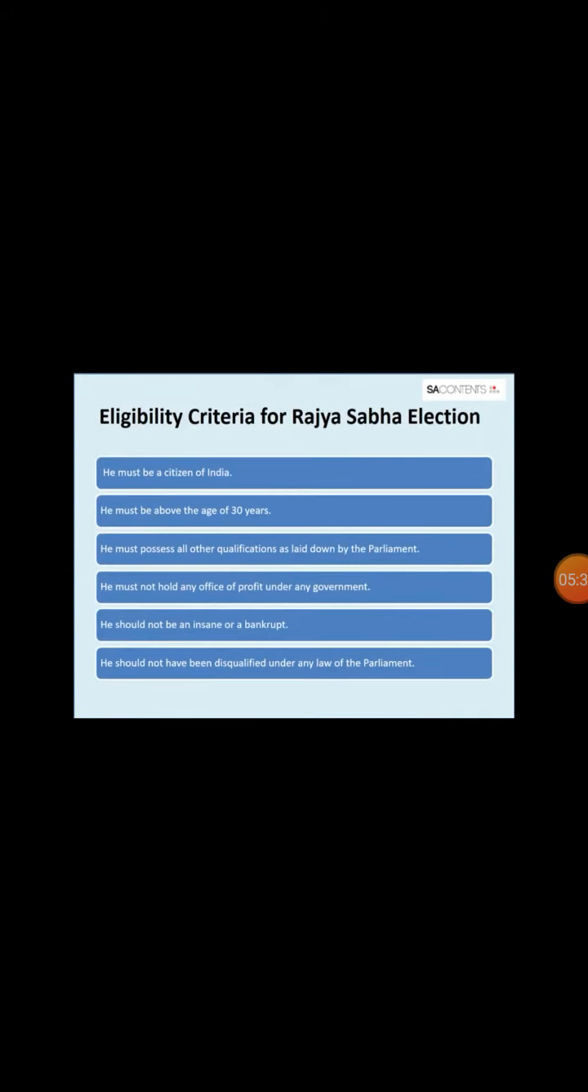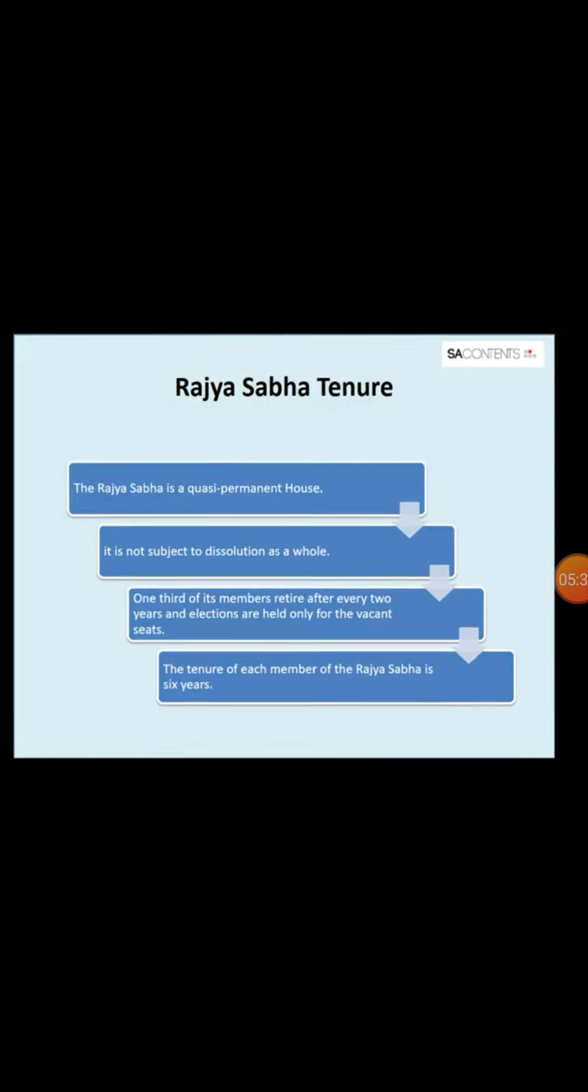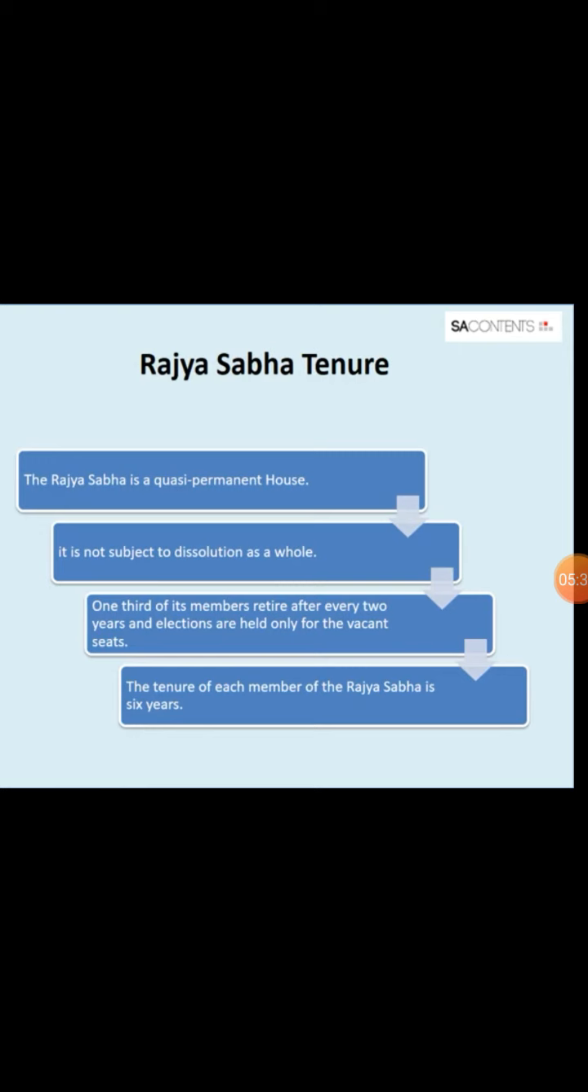Next we have the Rajya Sabha tenure. Tenure means the time period. The Rajya Sabha is a quasi-permanent house. It is not subject to dissolution as a whole. One third of its members retire after every 2 years, and elections are held only for the vacant seats. The tenure of each member of the Rajya Sabha is 6 years.